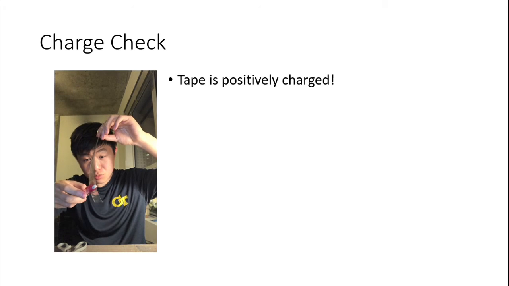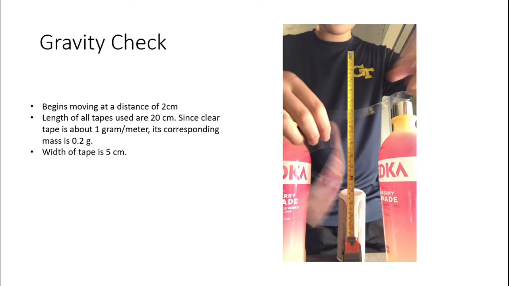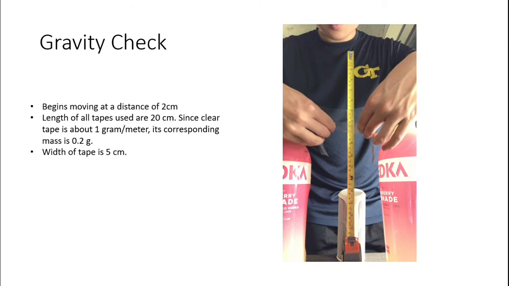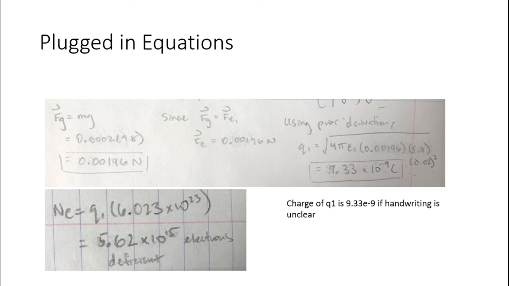Here's a gravity check of our U-tapes. I noticed that the top tape began moving when the bottom tape was 2 centimeters away. Note the length and width of my tapes were 20 and 5 centimeters respectively, which led to a corresponding mass of 0.2 grams. Plugging in all these experimentally measured numbers into our previous derivation yields a calculated charge of 9.33 times 10 to the negative 9th coulombs and 5.62 times 10 to the 15th electrons for our tape.